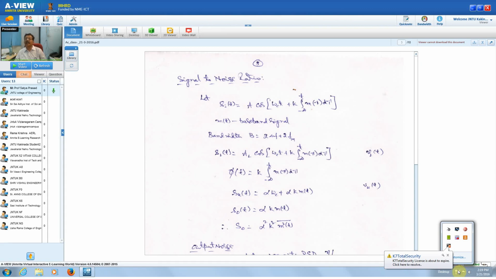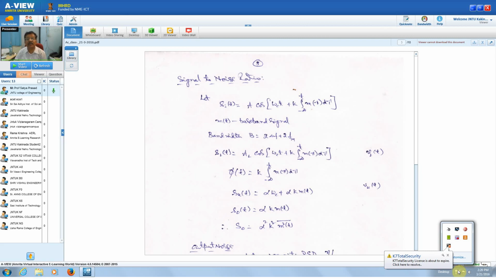m(t) is our baseband signal, which is modulating our carrier signal cos ω_c t, and S_i(t) is the frequency modulated signal. m(t) is the required baseband signal that we have to recover from this frequency modulated signal. The bandwidth is B = 2(Δf + f_m), where f_m is the maximum frequency of the baseband signal and the deviation is Δf. Therefore, the bandwidth is 2(Δf + f_m), or 2(β + 1) f_m.